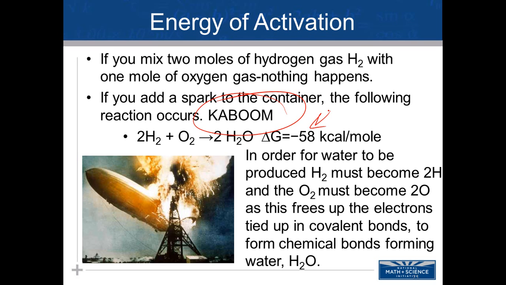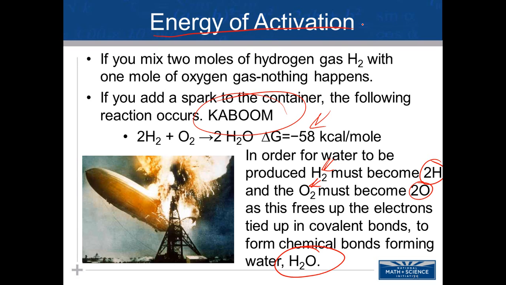So in order for water to be formed, that spark allowed for H2 to become 2 atoms of hydrogen and O2 to break that bond and become 2 atoms of oxygen. And that then would free up the electrons so that new covalent bonds can be made in the form of water. So that energy that had to be added for that reaction to take place is called the energy of activation.